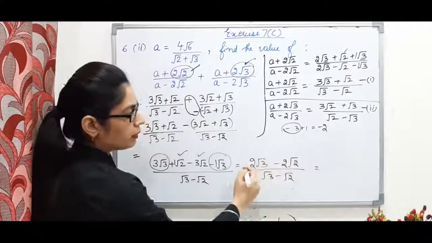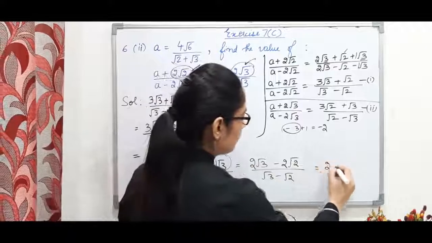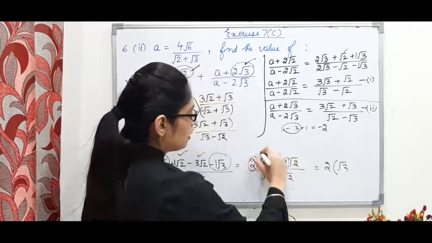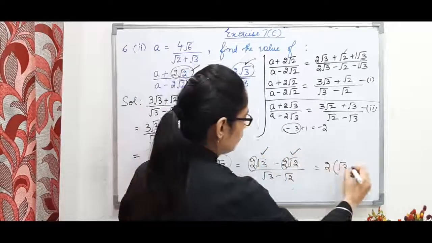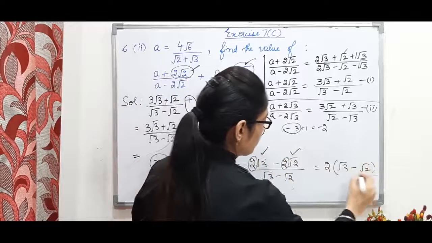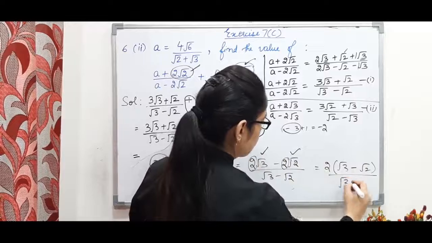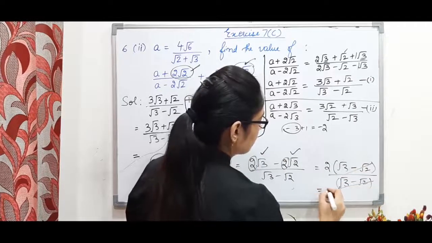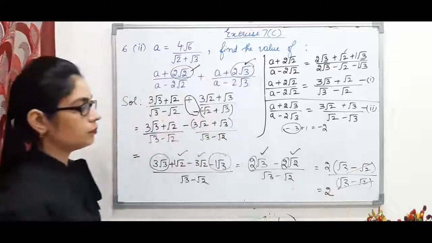Now 2 is common, it's present in both. So 2 I will take it out. So remaining terms, see 2 if I am taking out, remaining terms are root 3 and root 2. Root 3 minus root 2 by root 3 minus root 2. So these two will get cancelled. So the answer is equal to 2.